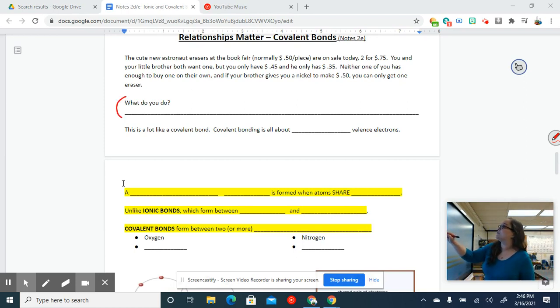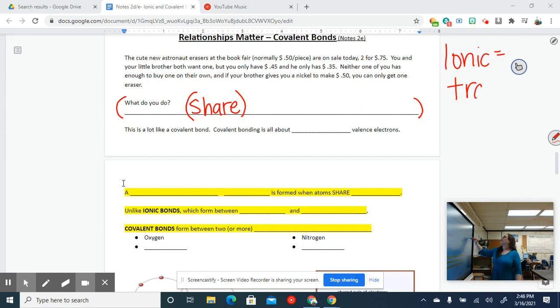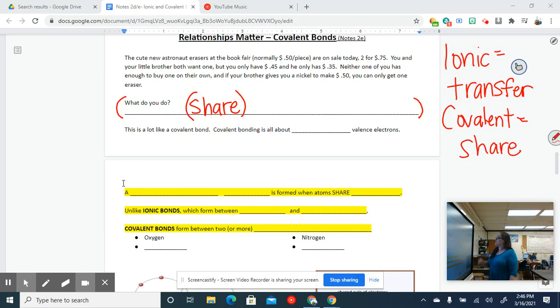Okay, so in your blank here, I want you to describe what we said we were going to have to do with the money, and make sure you use the word share, because that's the important word here. So ionic is transfer. Covalent, share. In an ionic bond, the electrons transfer from one atom to the other. In a covalent bond, the electrons are shared by each element.